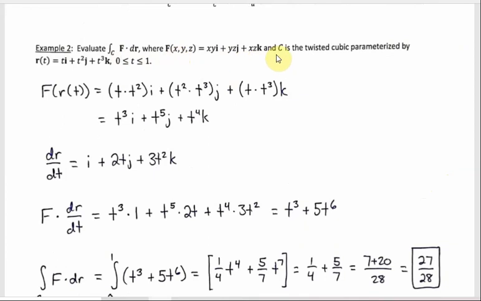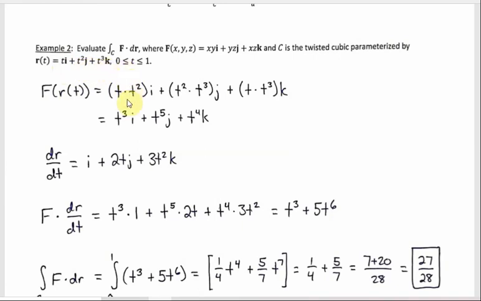And then C is the twisted cubic, where its parameterization is t i plus t squared j plus t cubed k, and t goes from 0 to 1. All right, so the first thing is we want to rewrite f. So notice what I end up doing here. I'm thinking x is t, y is t squared, z is t cubed.